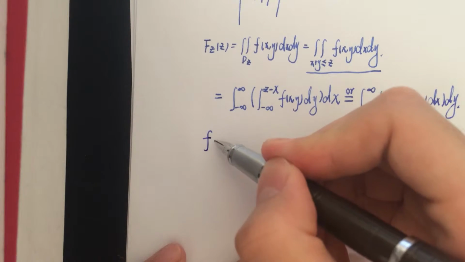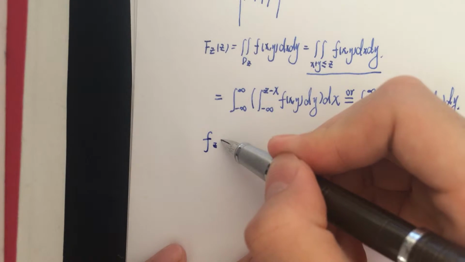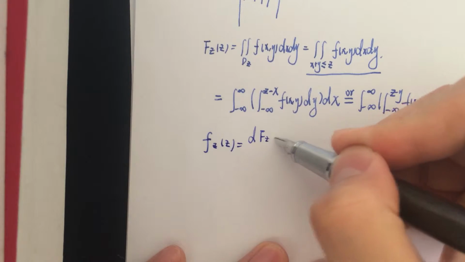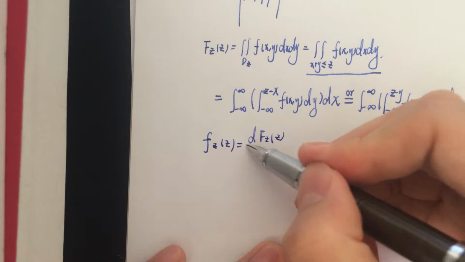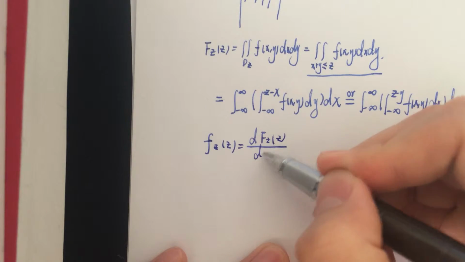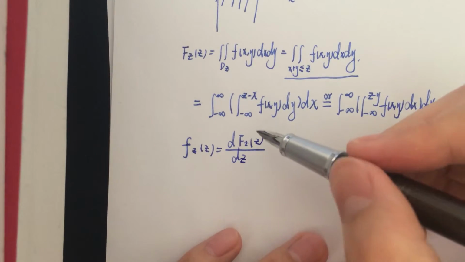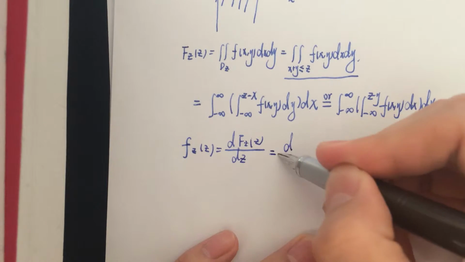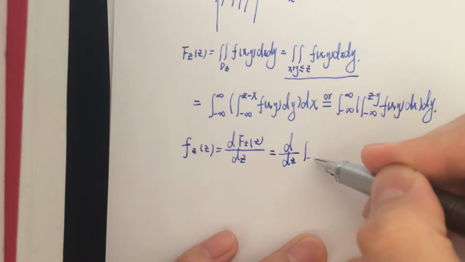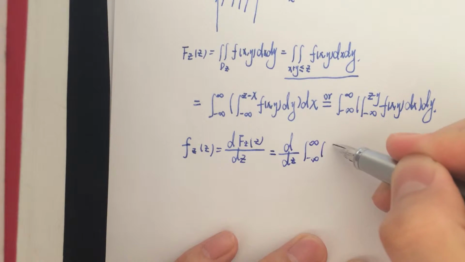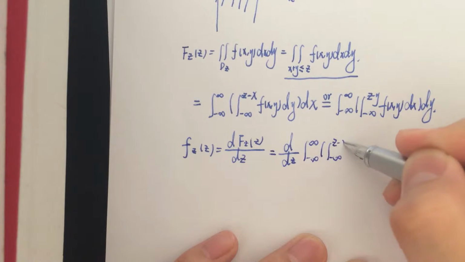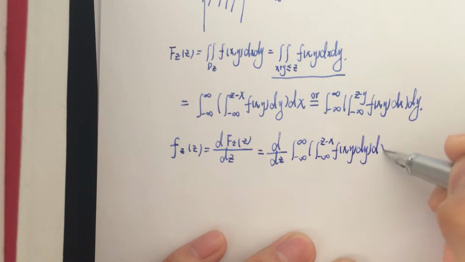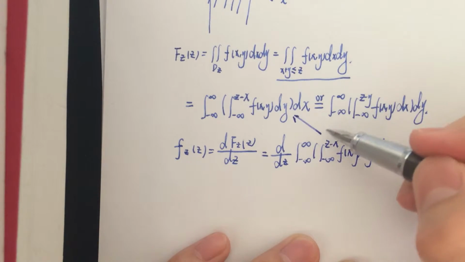And the density function of z will equal dF_Z over dz, the derivative, and this is equal to d over dz of the integral from minus infinity to infinity, minus infinity to z minus x, of f(x,y) dy dx, just this one.